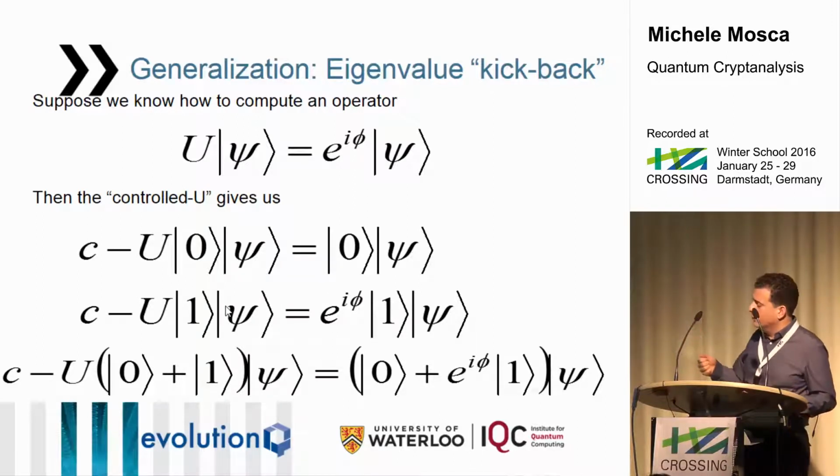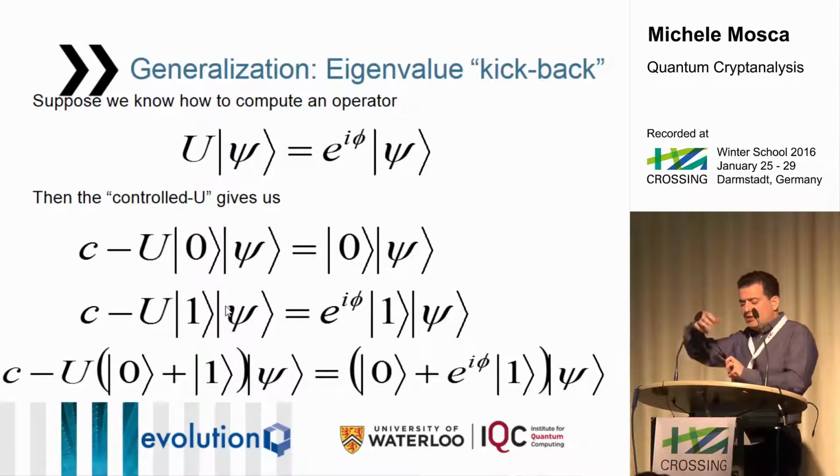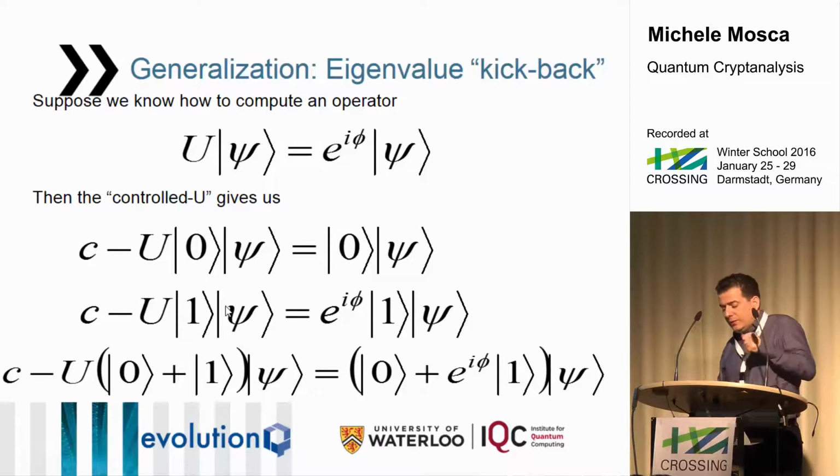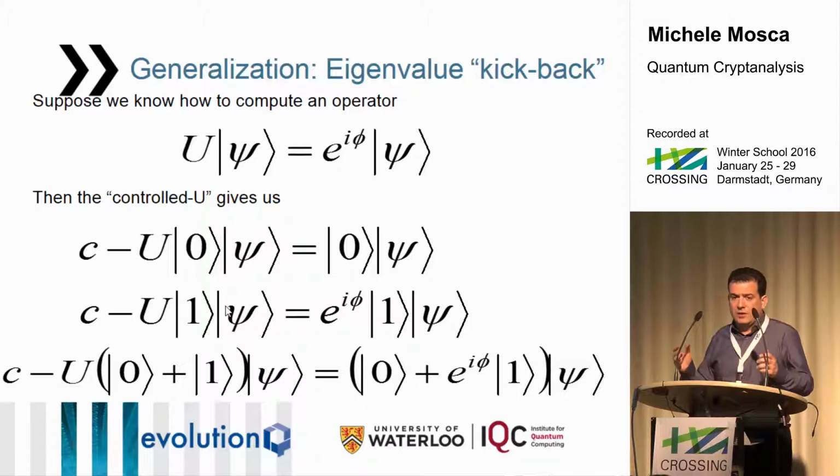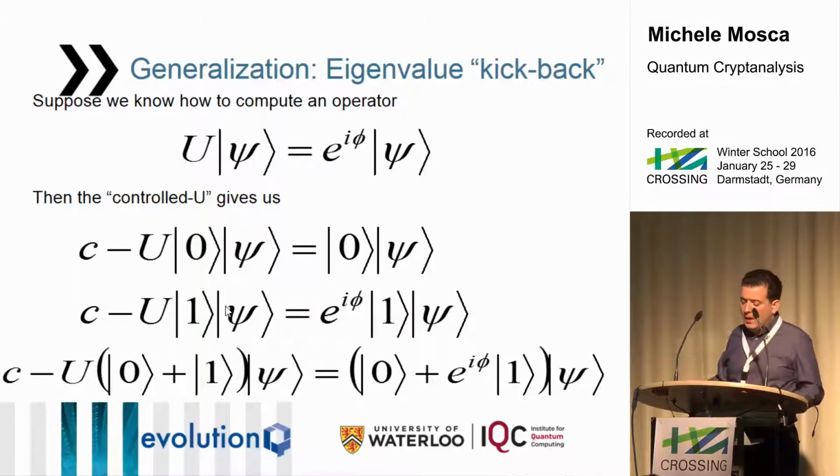The controlled-U is an operator that applies U to the second register of however many bits, if and only if the first bit is 1. So if the first bit is 0, nothing happens. If the first bit is 1, well, then you apply U. And that means that psi goes to e to the i phi psi. And similarly, we can associate e to the i phi with the first system, if we like.